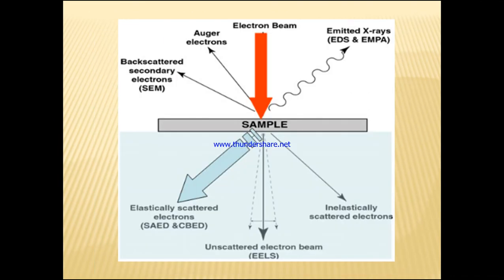When the emitted electrons pass towards the sample, we see backscattered electrons, Auger electrons, and X-rays formed. In the same way, we see the unscattered electron beam, elastically scattered electrons, as well as inelastically scattered electrons. These are the different types of electrons emitted here that give us the analysis of the sample.